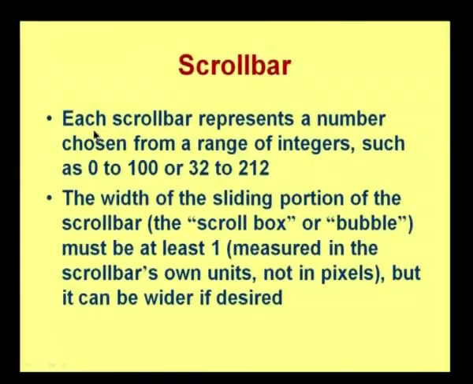Welcome back. We will continue with the scroll bar component and all the other components that are available in the AWT package. As already said, each scroll bar represents a number from a range of integers. The width of the sliding portion of the scroll bar, your scroll box or bubble, must be at least 1, measured in the scroll bar's own units, not in pixels, but it can be wider if desired.